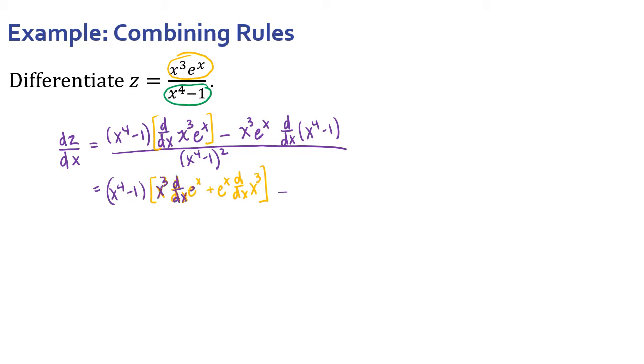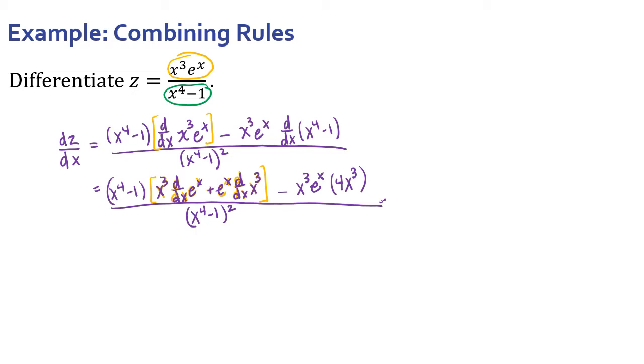So in that case, this is where I had to go through and use that product rule because I can't actually figure out what the derivative of x cubed e to the x is without using that product rule. Okay, and then that's going to be over, or subtract x cubed e to the x times, so the derivative of x to the 4th is going to be 4x cubed minus the derivative of 1 is just 0 because that's a constant. And then that ugliness is all over x to the 4th minus 1 quantity squared.